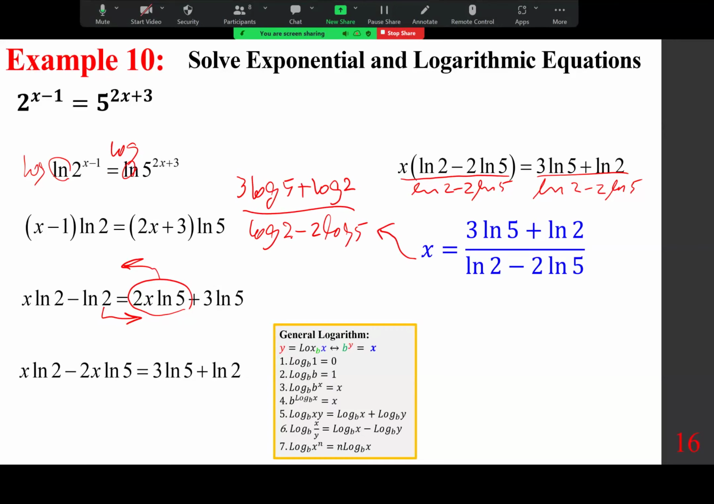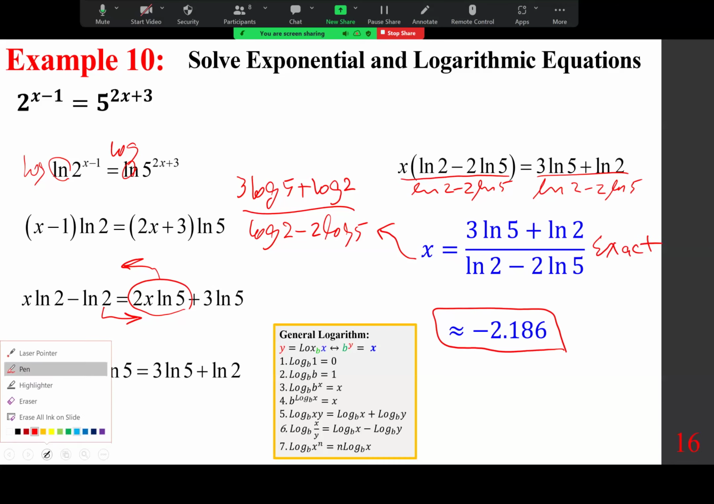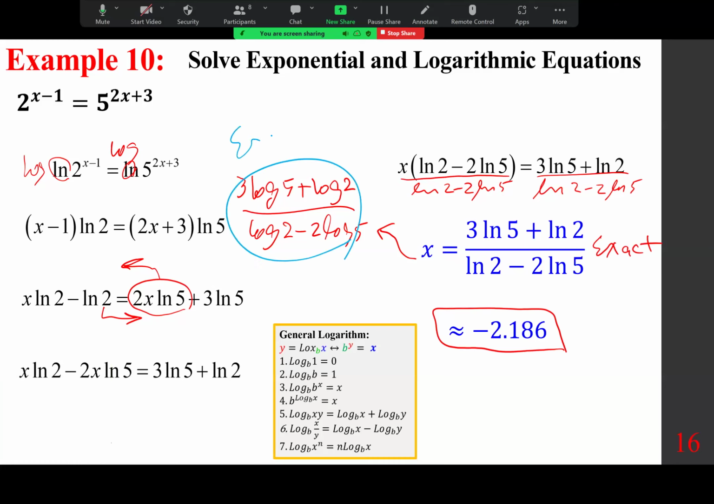They don't look the same, but both of them, if you do the approximation, they will be equal to, again, roughly. Okay, this is exact, everybody. This one is exact. And of course, so is this one. And both of them are approximated by the same number, negative 2.186. So it's important to understand what is exact, what is an approximation, and distinguish between the two.